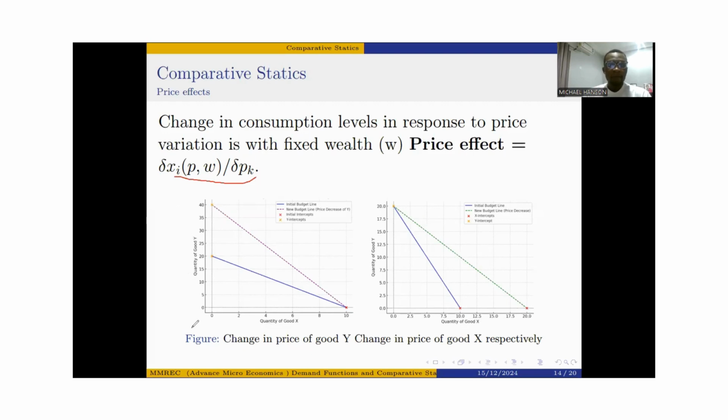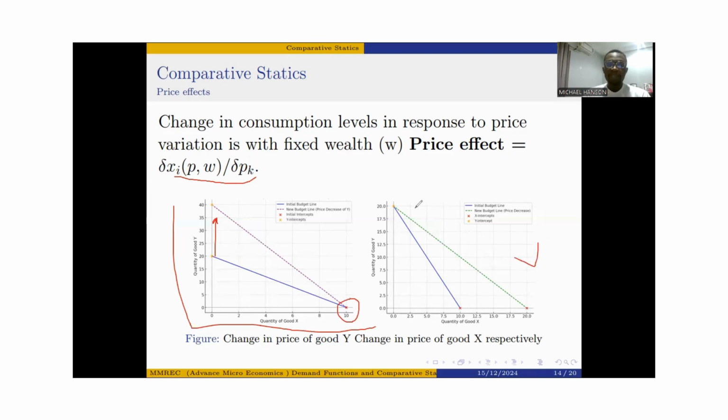This diagram with X on the x-axis and good Y on the y-axis. So supposedly there is a decrease in price of commodity Y. What happens is that Y becomes less expensive, so the consumer can now buy more. And so we see the budget line pivoting on the x-axis, whose price is constant, but then buying more of Y. The same thing happens to the second graph here.